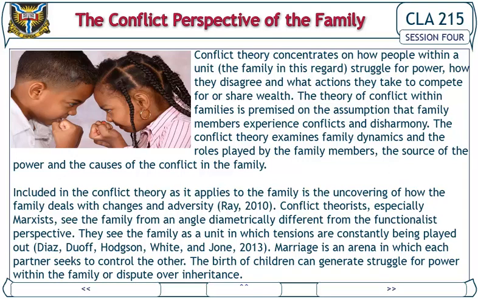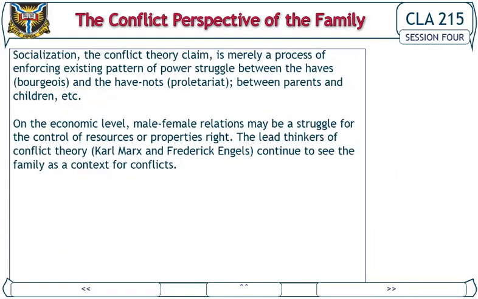Marriage is an arena in which each partner seeks to control the other. The birth of children can generate struggle for power within a family or dispute over inheritance. Socialization, the conflict theory claims, is merely a process of enforcing existing patterns of power struggle between the haves, that is the bourgeoisie, and the have-nots, that is the proletariat, between parents and children, etc. On the economic level, male-female relations may be a struggle for the control of resources or property rights.